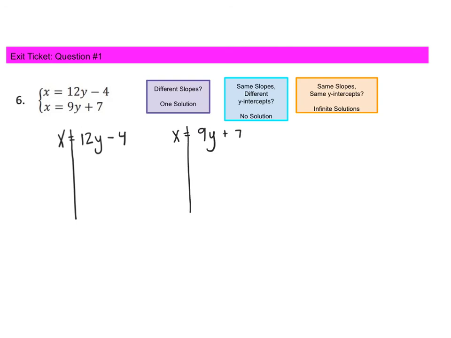So you're going to need to move your y's over to the left side, and from there, you're going to need to get them completely by themselves. Once you've done that, create your system, and then look at your slopes, look at your y-intercepts and identify, do they have one solution, no solution, or infinite solutions to your system, okay? Take your time, show your work.